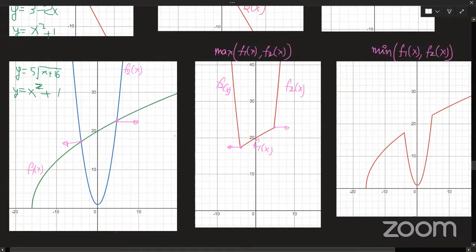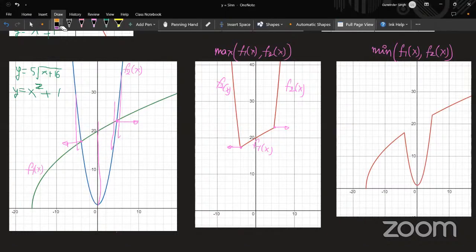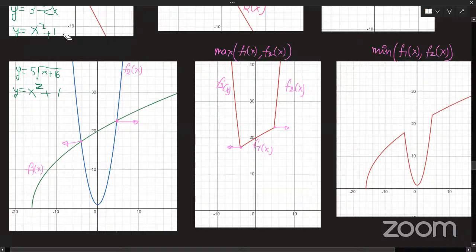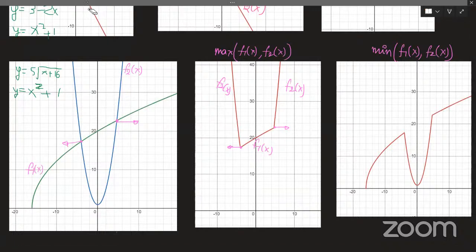If I try to take the minimum... See, you can check it. You pull a line parallel to the y-axis. At any value of x, you pull a line that is parallel to the y-axis. So you can check which function it is intersecting at a higher point and which function it is intersecting at a lower point.